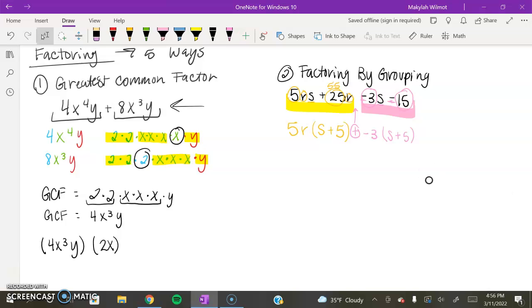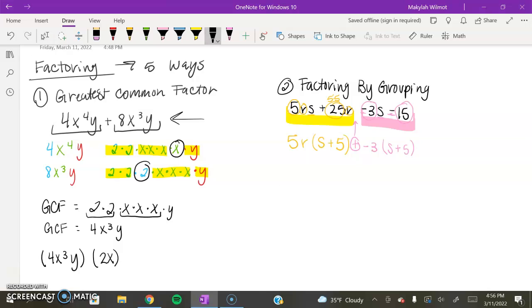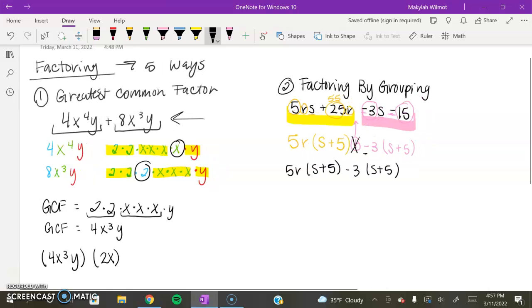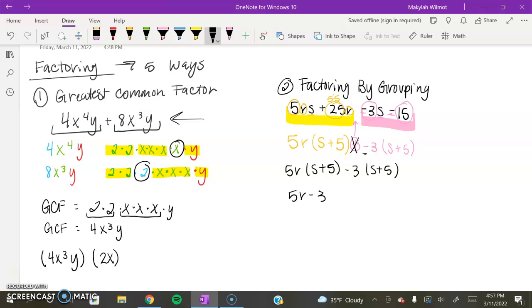we have that. Now we can write it out just as a regular equation. So 5R S plus 5. We can take away that because we don't need it, because plus and negative is just a negative. -3S plus 5. So then you have 5R minus 3. And then S plus 5. And you can do this in either order.